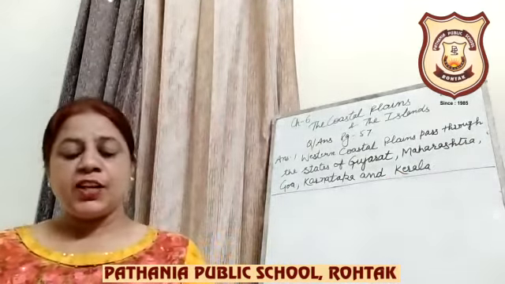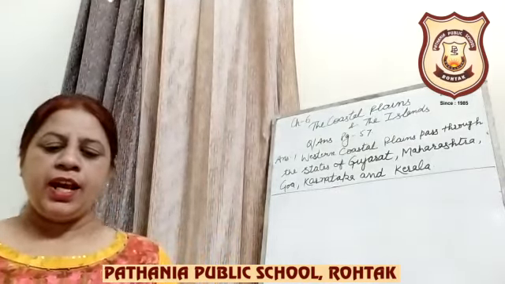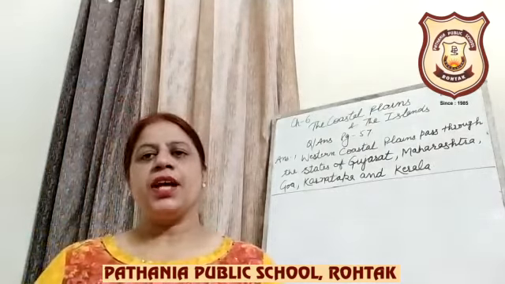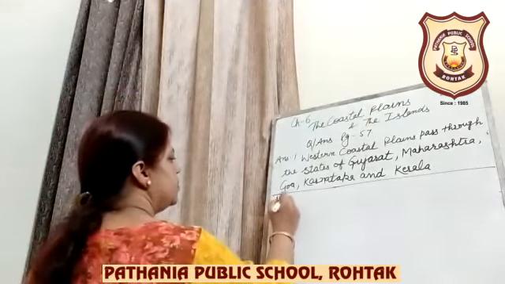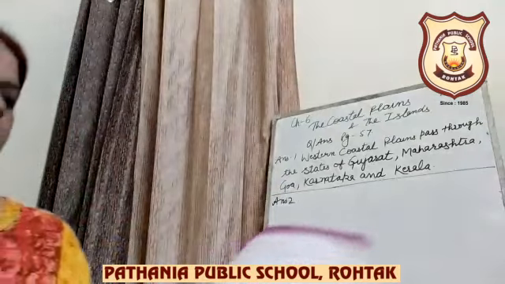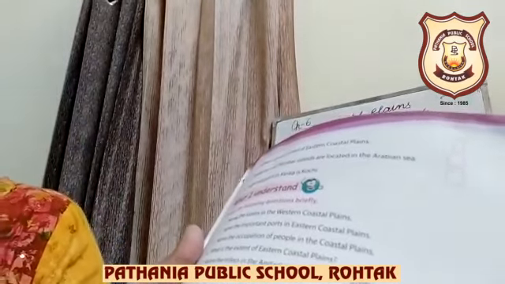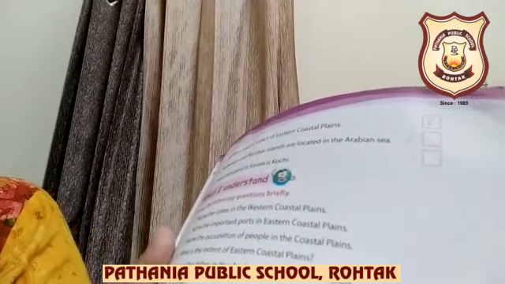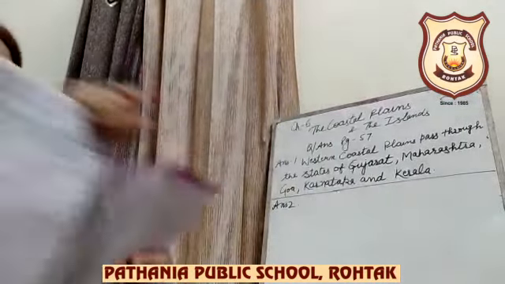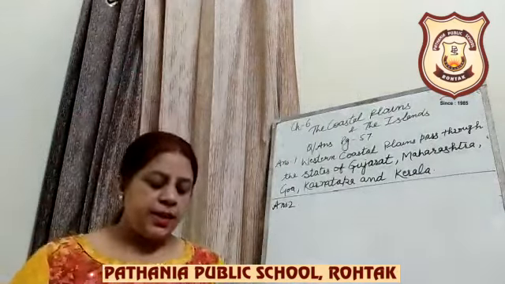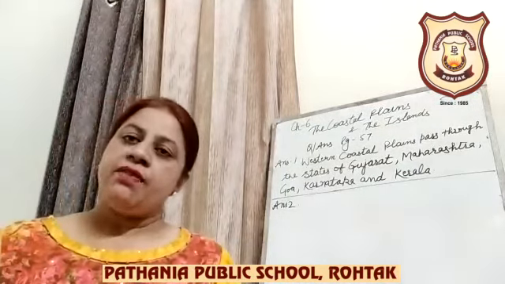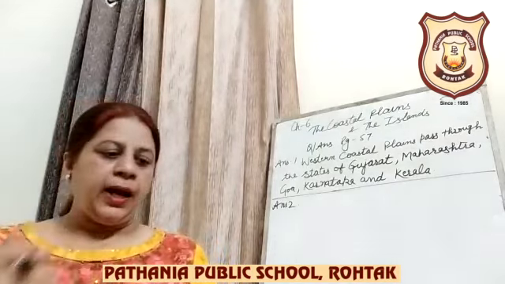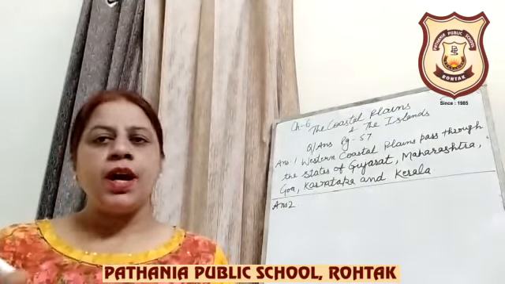So now, question number 2. And the question is, name the important ports in eastern coastal plains. And children, you know that. So answer number 2. So what is the question? You just see, name the important ports. You have to write the important ports, and you know what ports are. Okay, a port is a town or city by the sea where ships arrive and depart. Or you can say a place near the sea where ships load and unload.